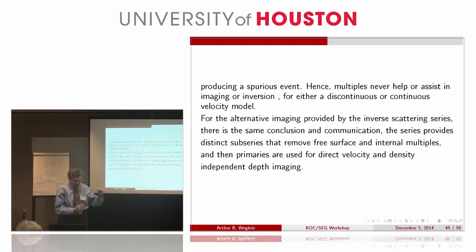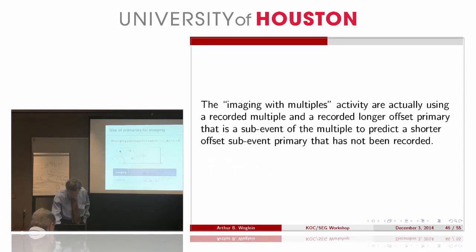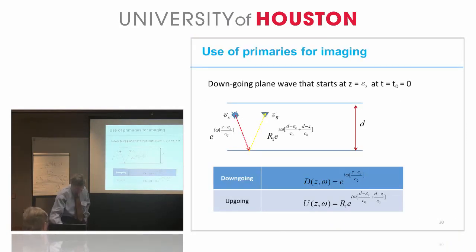Migration, if you think about the earliest view of migration was, you have an event in time, you want to put that, migrated, to where it belongs on a reflector. One event in time to one reflector, 1 to 1. That only makes sense for primaries. Yes, that thought, that map. Yes, and here Claerbout III tells you it's consistent with that. Yes. Okay. So let's talk about the imaging with primaries.